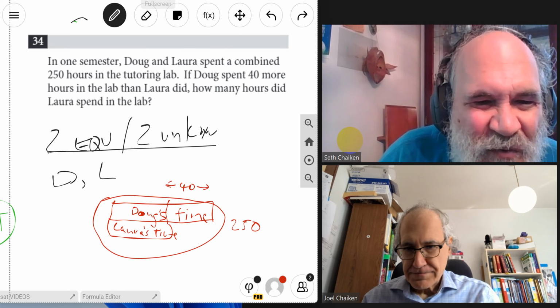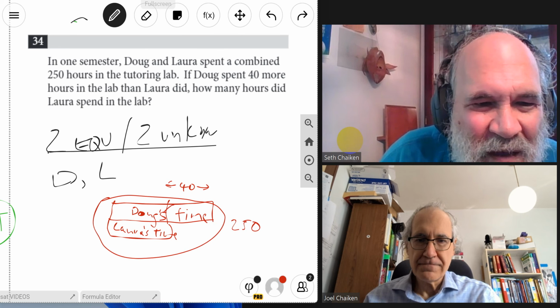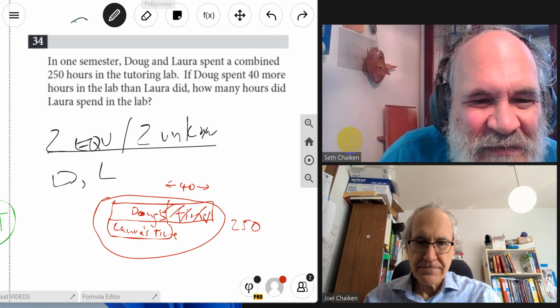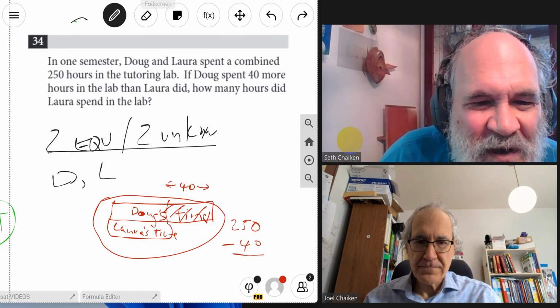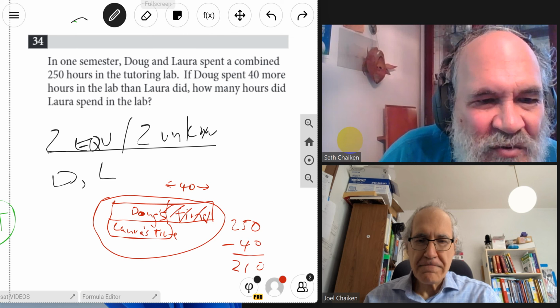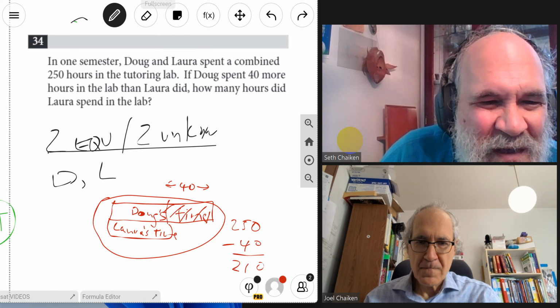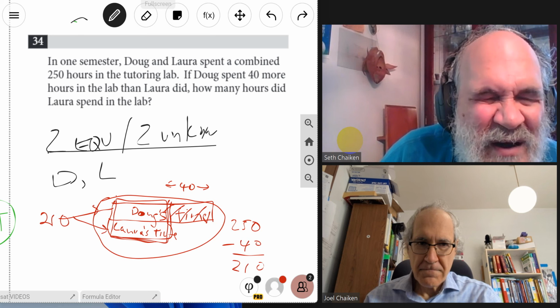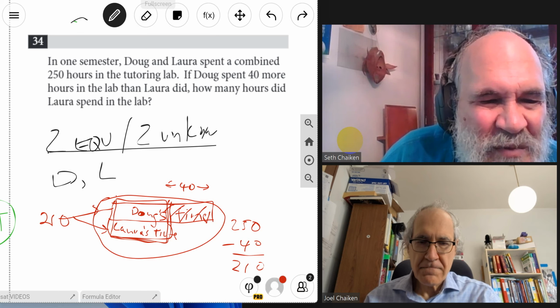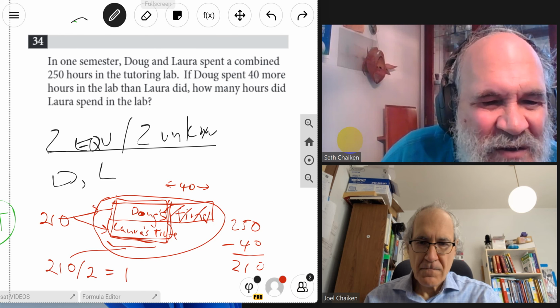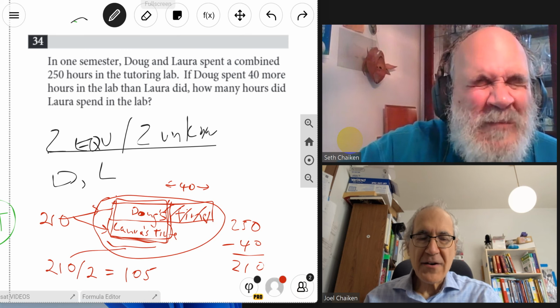So if you subtract the 40 from the 250, you get 210. And so the time that they spent in the lab together, this whole time, is 210 hours. Half of it was spent by Doug and half was spent by Laura. So the time spent by Laura is 210 divided by 2, which is 105. Same answer. Wow, that's really cool.